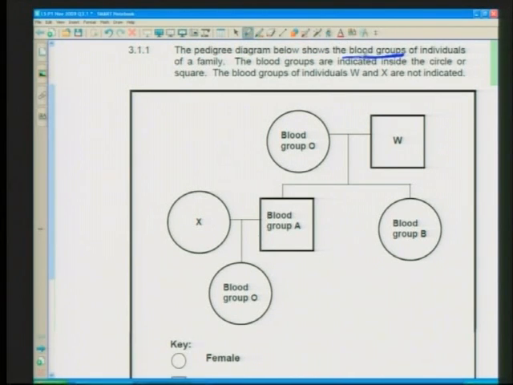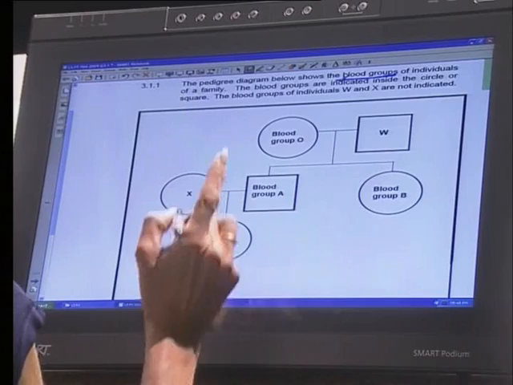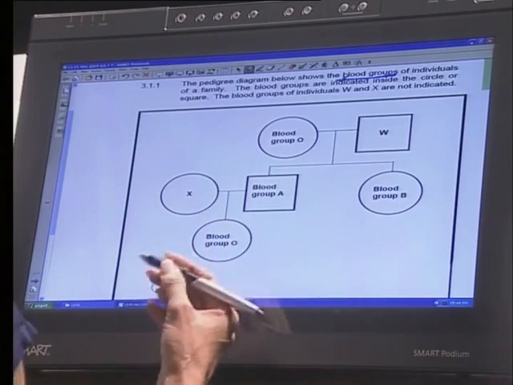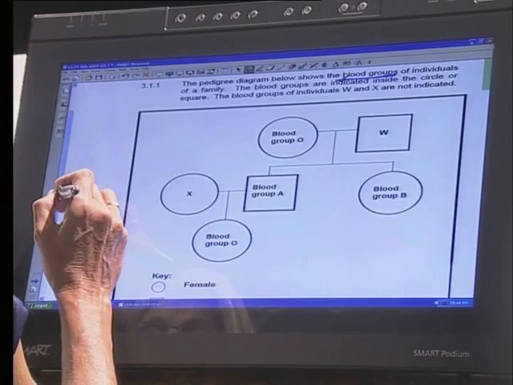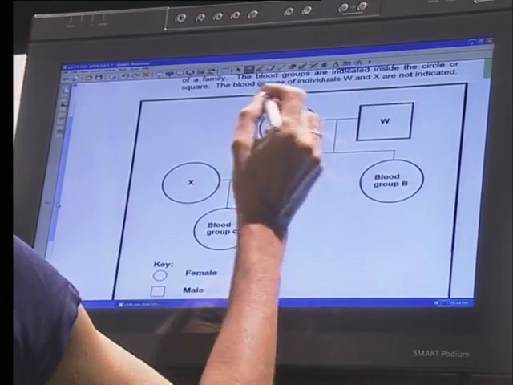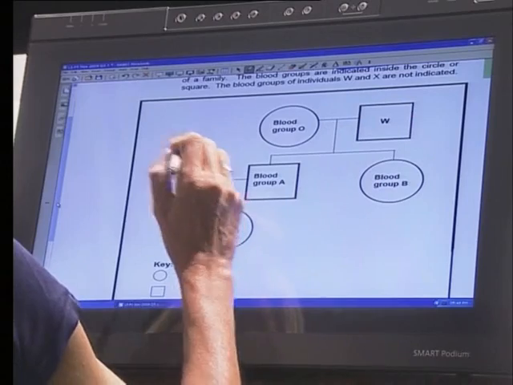The blood groups of individuals in a family are indicated inside the circles or the square. Now remember, a circle is generally female and the square is generally male, and it's exactly like that in this diagram. The blood groups of individuals W and X are not indicated, so clearly they're going to want you to do that. Kakala, whenever you get a pedigree chart, say thank you, and then start answering your question, because everything is given to you here so that you can work it out easily.